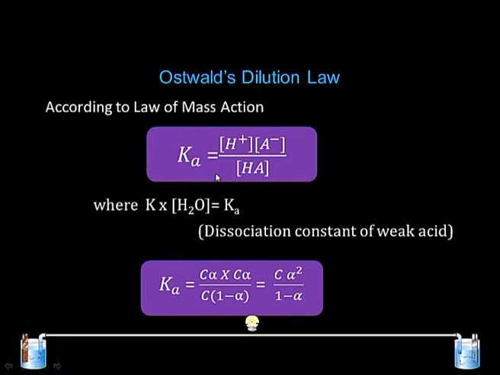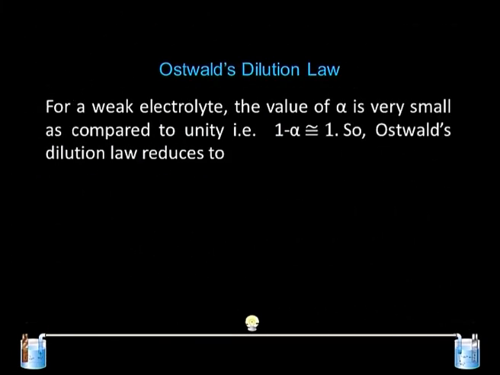We call it the dissociation constant, and when we put all the values, we get C alpha for H plus and C alpha for A minus, and C into 1 minus alpha for undissociated acid, and we get an expression. This expression is known as Ostwald dilution law, and it has application for lots of weak electrolytes, but it fails in the case of strong electrolytes.